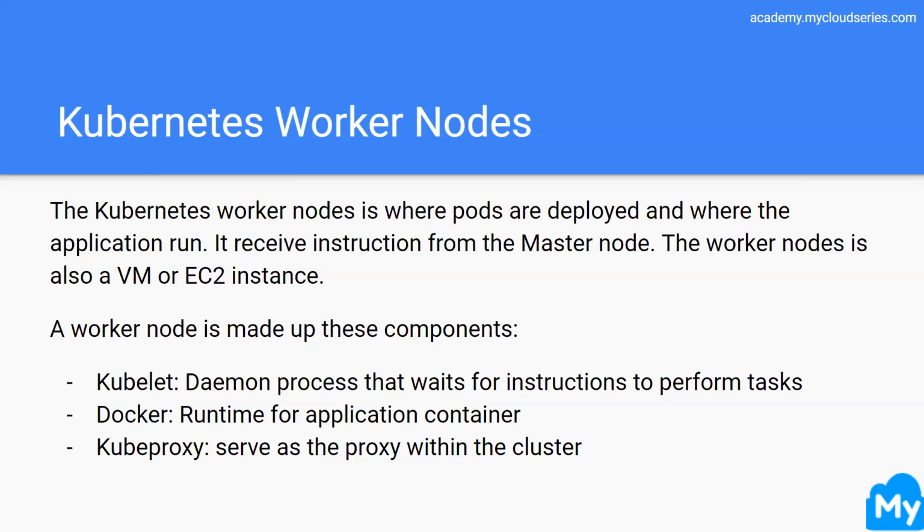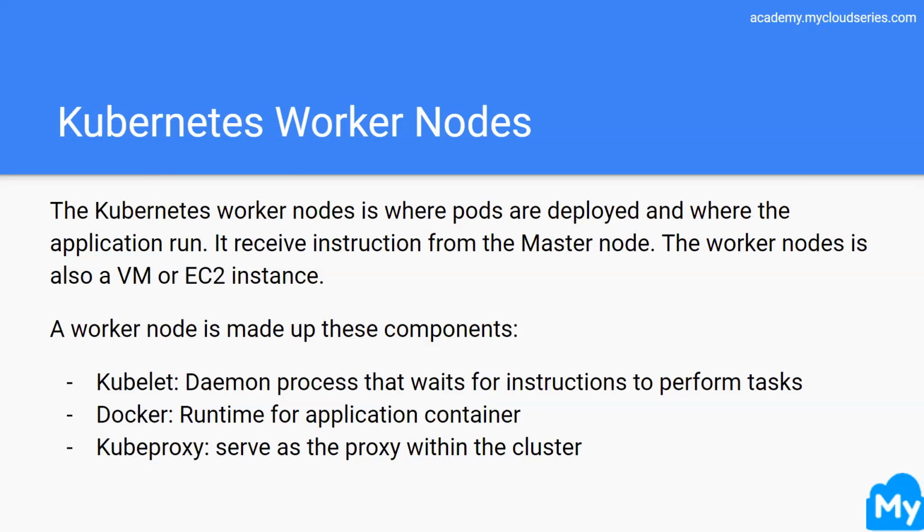But let's take a look at the worker nodes. Now, what's a worker node? The worker node is where pods are deployed and where the applications run. It receives instructions from the master node. The worker node is also a virtual machine or an EC2 instance. So it's just like your master node, okay? Your master node can be a virtual machine or it can be a managed service, okay? But your worker node is usually a virtual machine.